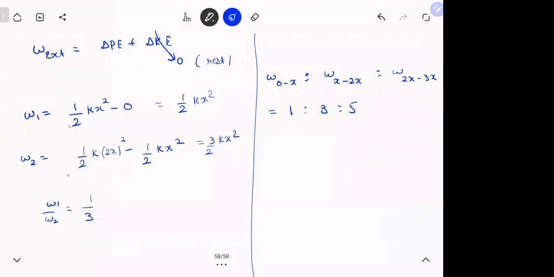Because the sequence will be like this: 1 square minus 0 square, 2 square minus 1 square. Next will be 3 square minus 2 square. So you keep getting that sequence. It takes more effort to stretch it the second time compared to the first time, because whatever work you're doing will go to the spring potential energy. It does not go to kinetic energy. Put it down. Anything you didn't get, please ask me.